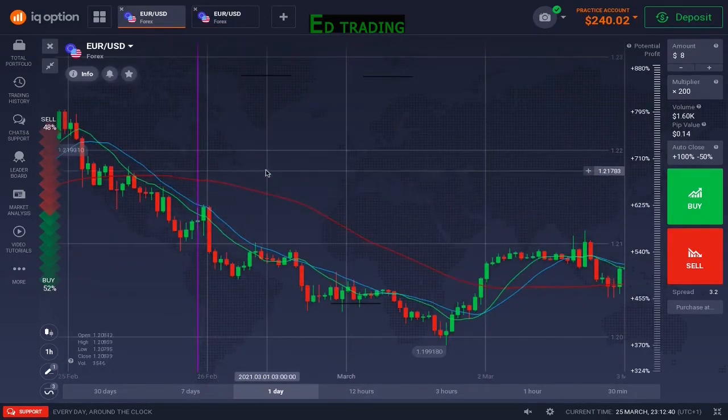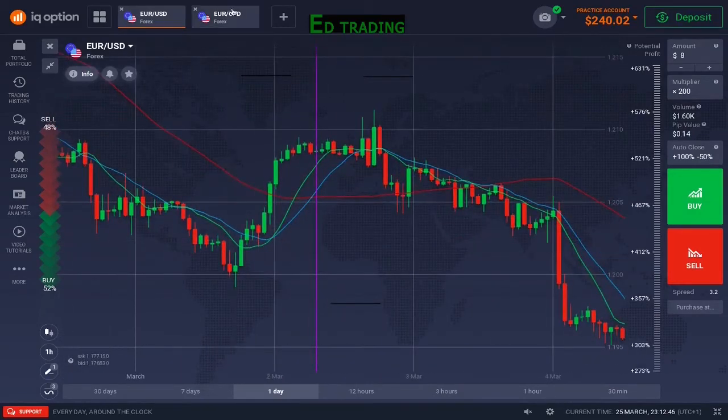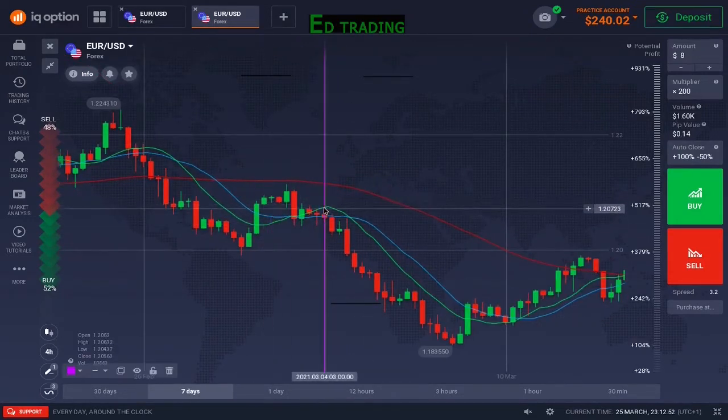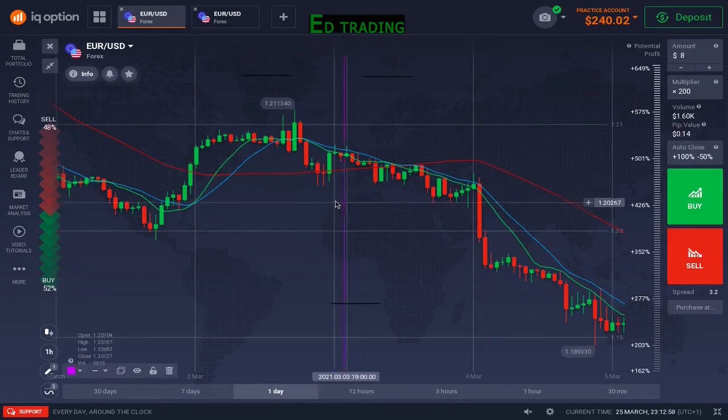See, so you wait again for it to cross above. Wait for it to cross above. Check your 4 hours chart. It's still in a downward movement, so you don't buy. So you wait again. You wait again for it to cross below.